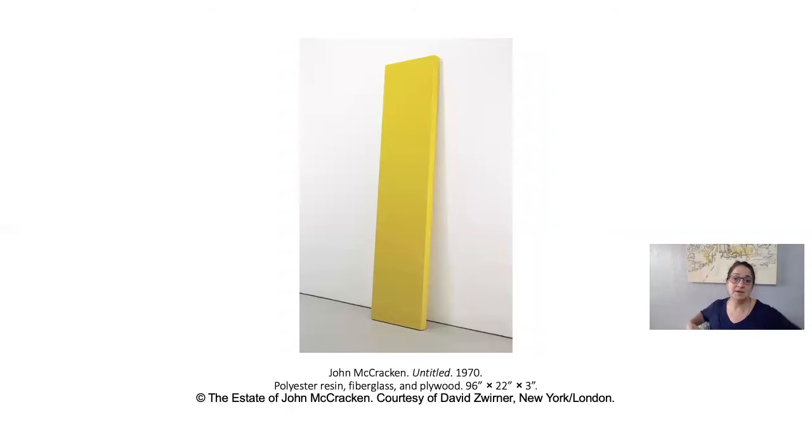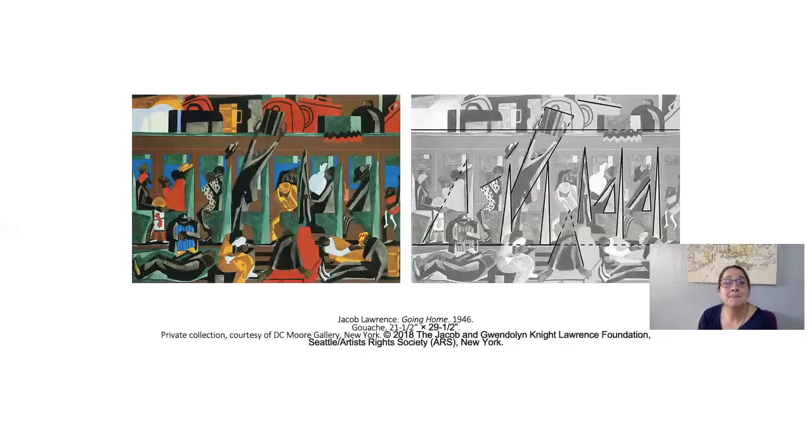Well, certainly this one could be said to be very unified, untitled, simply one color. Looks like a plank form, flat, unified form, yellow slab, leaned up against the wall. I would say that's a good example of unity. But of course, there's quite a range.